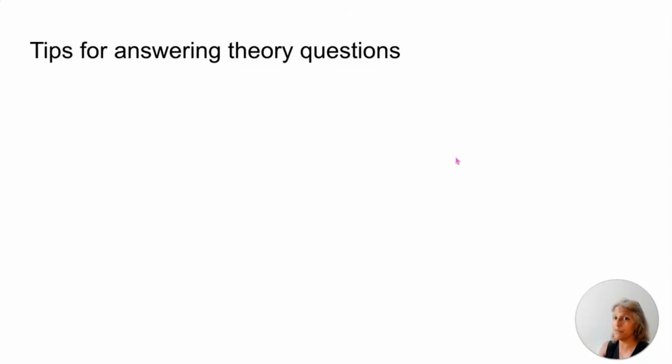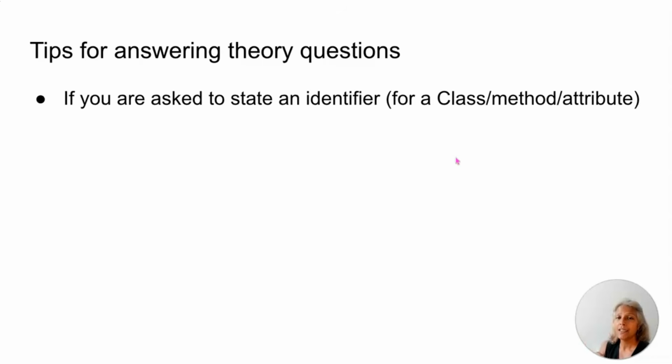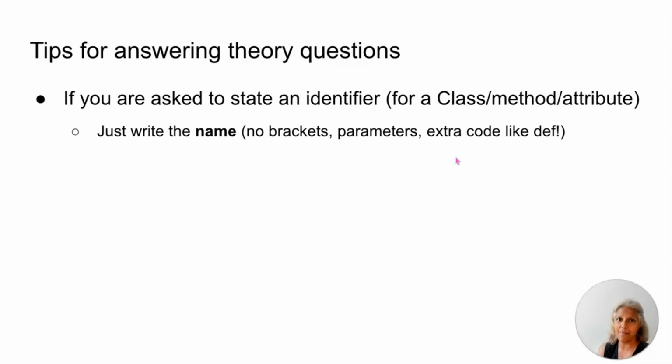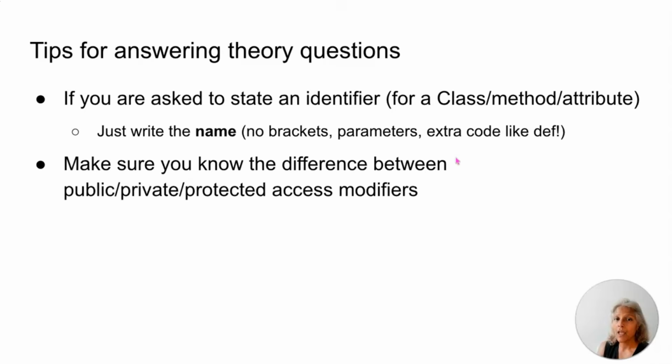Here are some tips, though, for answering those theory questions. If you're asked to state an identifier, e.g. for a class or a method or an attribute, just write the name, okay? Don't put any brackets after it or stick any parameters or any extra code, just the name. In previous years, we have docked marks if people have been foolish enough to put brackets at the end of, say, a method name. So don't do it.